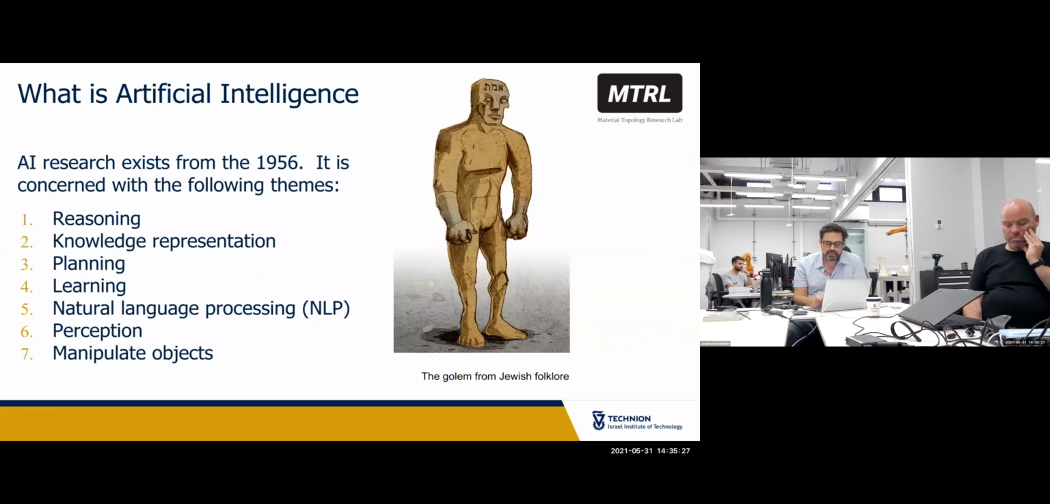People have long been fascinated by the idea that an inanimate object can become intelligent. The foundations of modern AI can be found in classical philosophy, which describes thinking as a symbolic system. Since the 1950s, research in AI has been studying how machines can reason, represent knowledge, plan, learn, process natural language, perceive objects, and manipulate them.